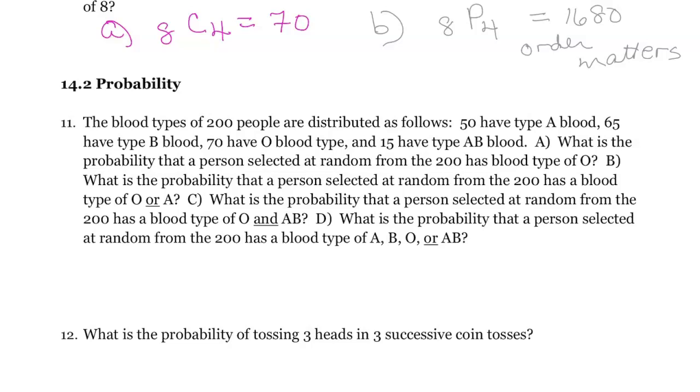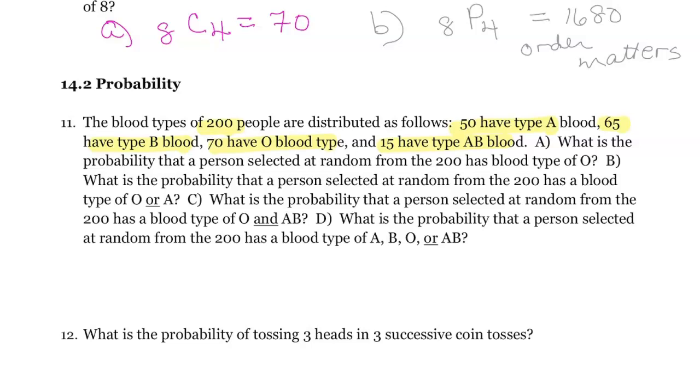Okay, so let's talk about blood types. The blood types of 200 people, so 200 is an important number, are distributed as follows. Okay, so I have 50 with type A, 65 with type B, 70 with type O, and 15 have type AB. What is the probability? So probability, you have to have a denominator. That a person selected at random from the 200 has blood type of O.